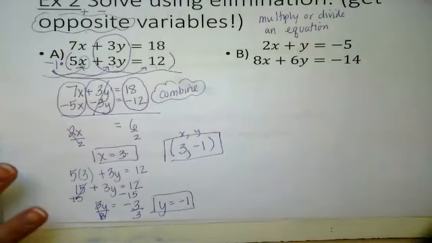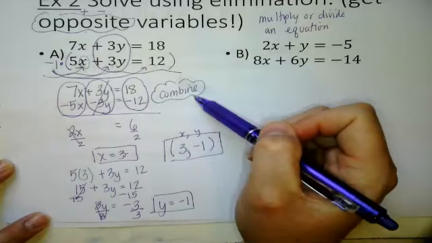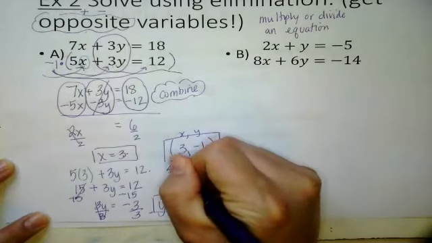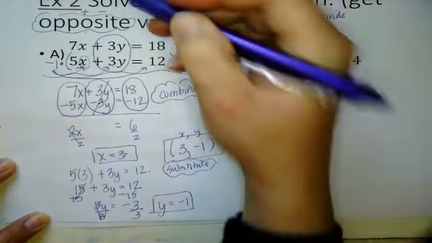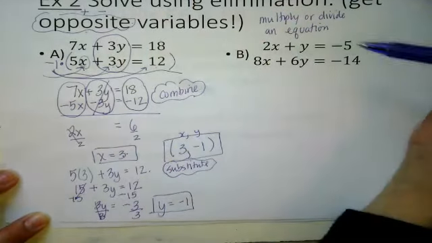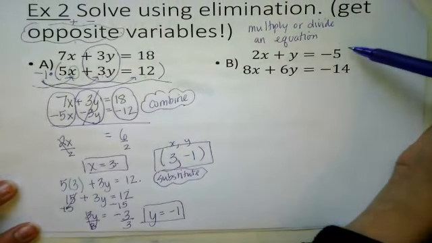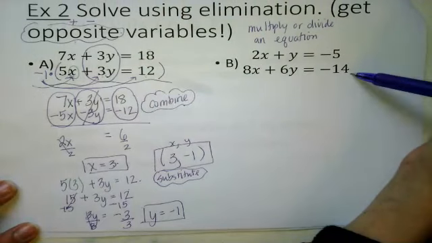Okay, that's a really good problem. Again, you want to get opposites, then you're going to combine, and then you're going to substitute. All right, opposites, combine, substitute. So same idea over here. 2x plus y equals negative 5. 8x plus 6y equals negative 14.